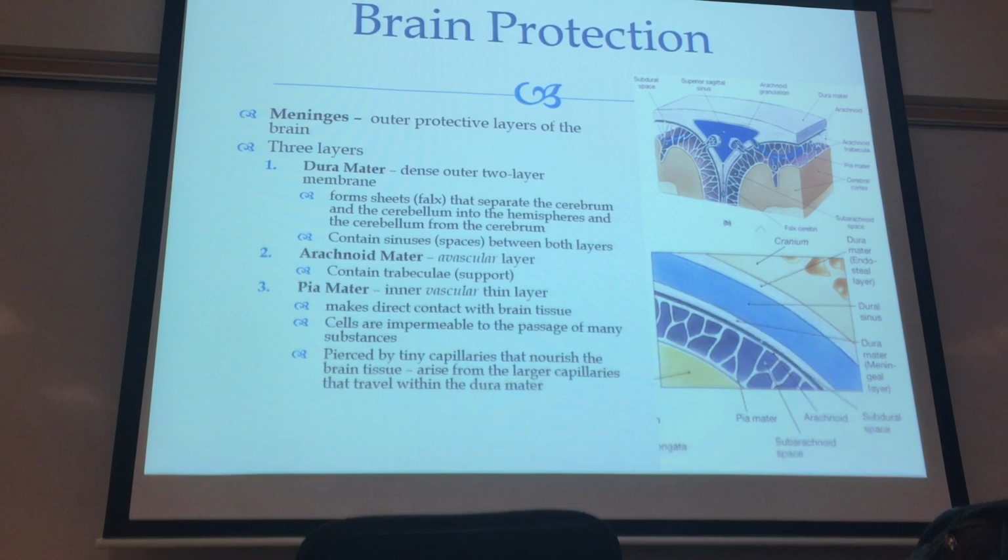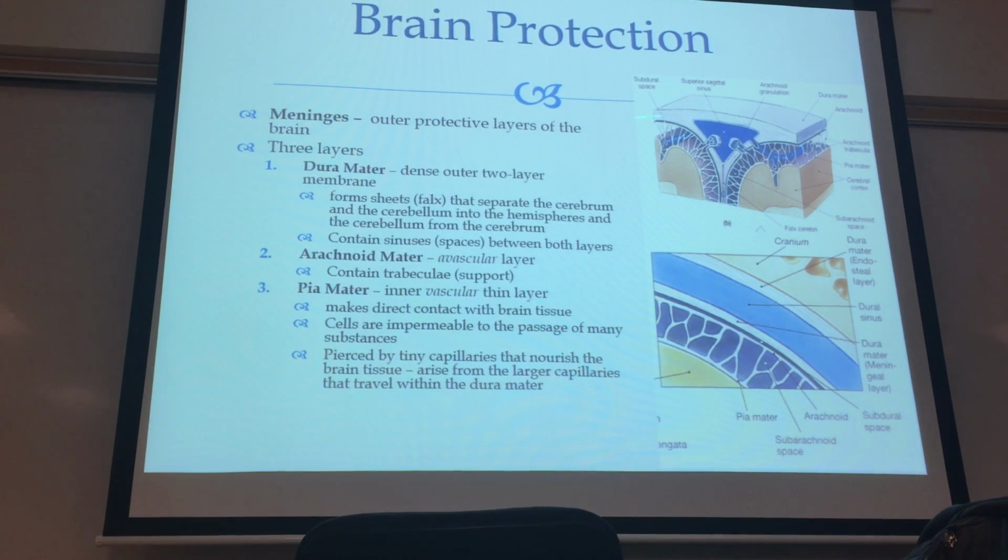So now that you have an idea of how the telencephalon or the cerebrum is going to start to grow, the bigger areas of the brain, let's take a look at some of the other brain protection mechanisms. And here you're going to see the meninges. And the purpose of the meninges is to serve as an outer protective layer for the brain. Of which, if you were to take a look at the meninges, you'll see that there are 3 specific layers.